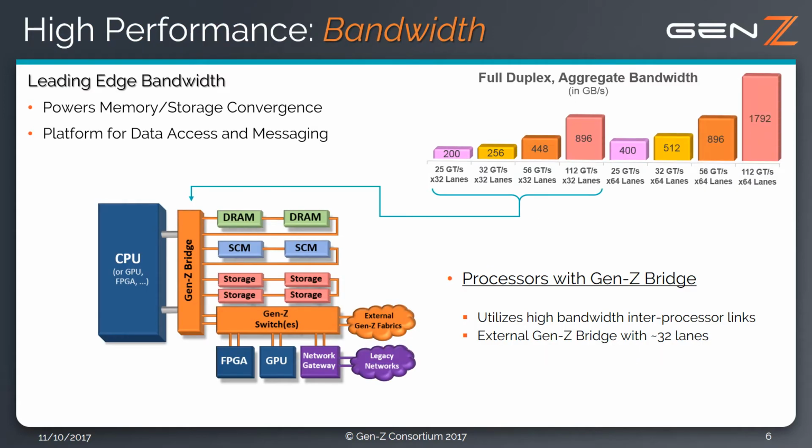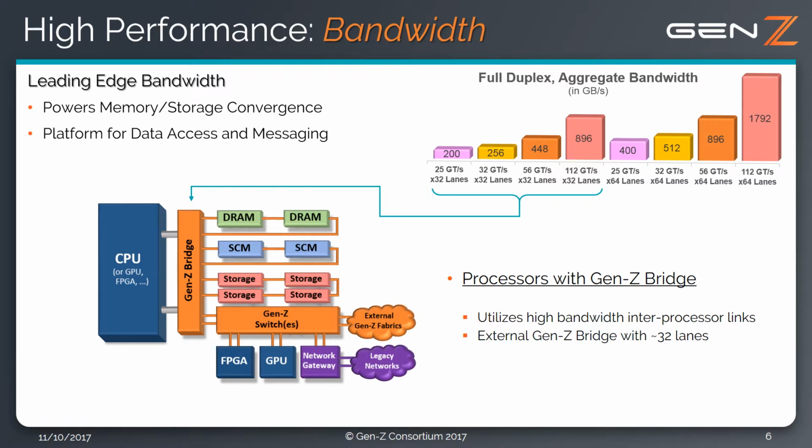Gen Z was designed to be a high-bandwidth universal system interconnect. It handles load store memory accesses, block access storage, and messaging. The chart on the upper right depicts the full duplex aggregate bandwidth in gigabytes per second for several different Gen Z configurations of varying numbers of lane pairs, where a lane pair is one transmit plus one receive lane, and lane data rates. We will consider two scenarios that represent how Gen Z may be introduced in a typical server deployment.